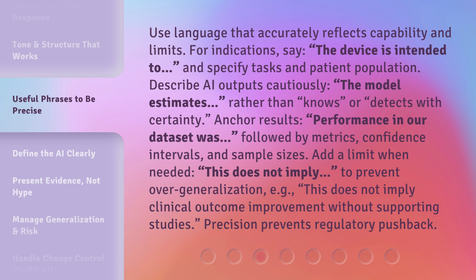Add a limit when needed. "This does not imply" to prevent overgeneralization, e.g., this does not imply clinical outcome improvement without supporting studies. Precision prevents regulatory pushback.